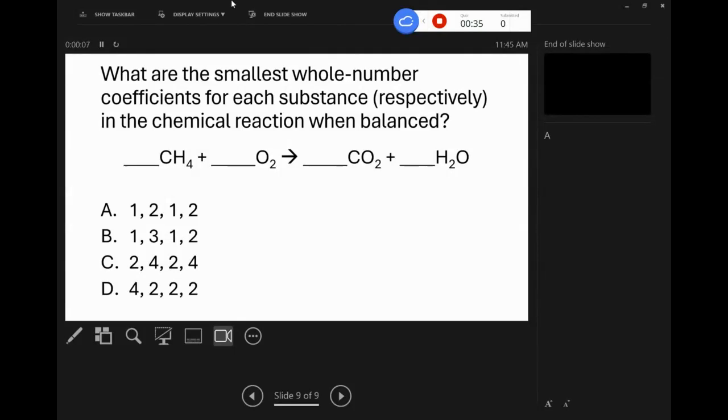All right, we did a very fast switch there. So I'll leave this open for a little bit, but balancing the number of each atom type on the right and left.